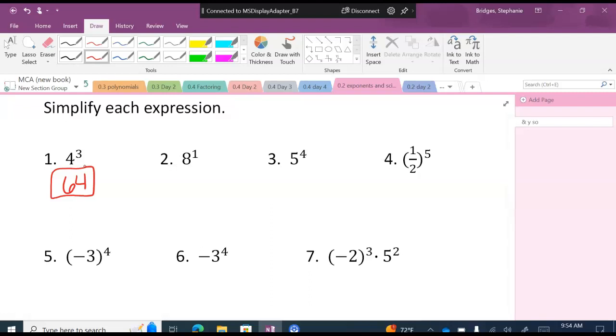Well, 2 should be relatively simple. Anything to the first power is itself. So 8 to the first power is 8. But if you're not sure, guess what? Use your calculator. Do 8, raise it to the first power, hit equals. It will tell you what the answer is. So far, so good? All right, 5 to the fourth power is 5 times itself 4 times, or we can use our calculator and do 5, raise it to the fourth power, and it tells me it is 625.